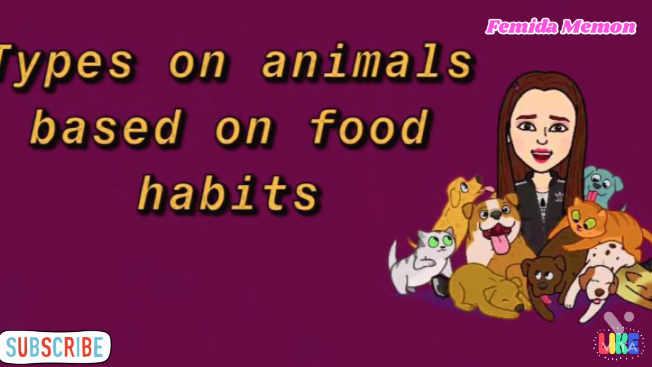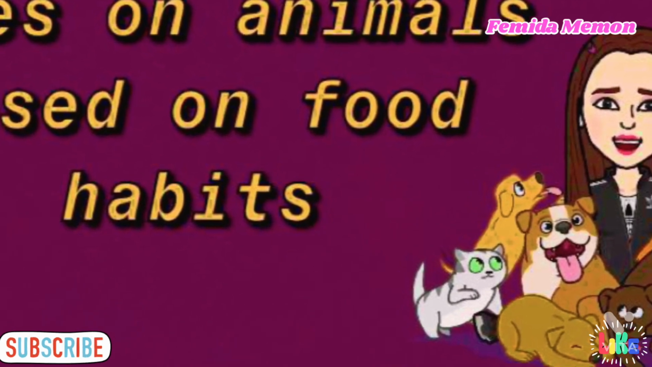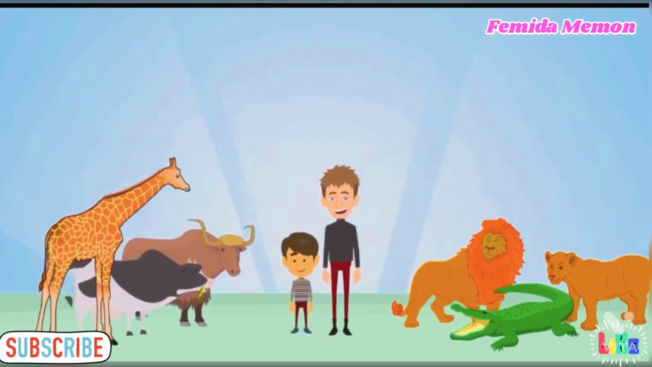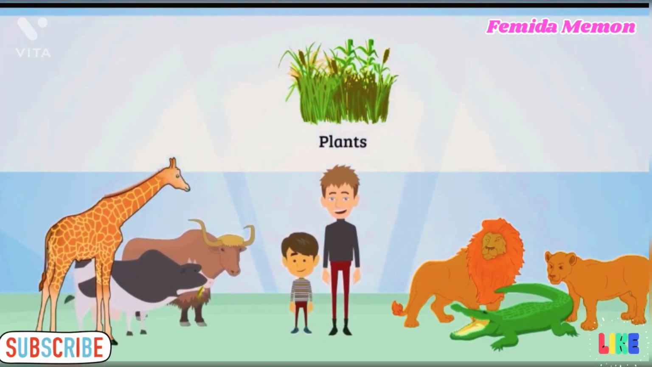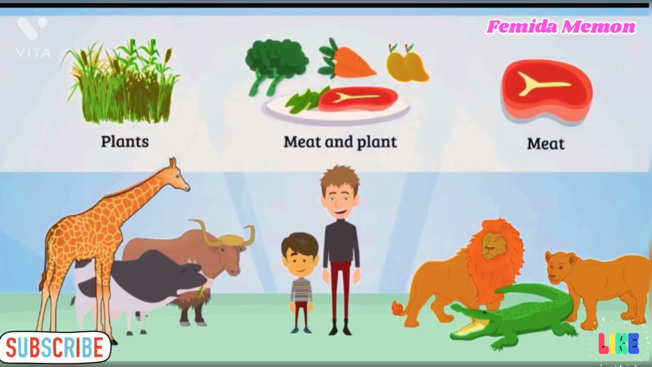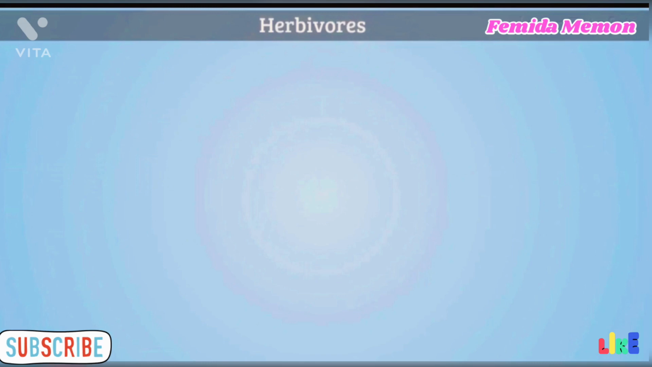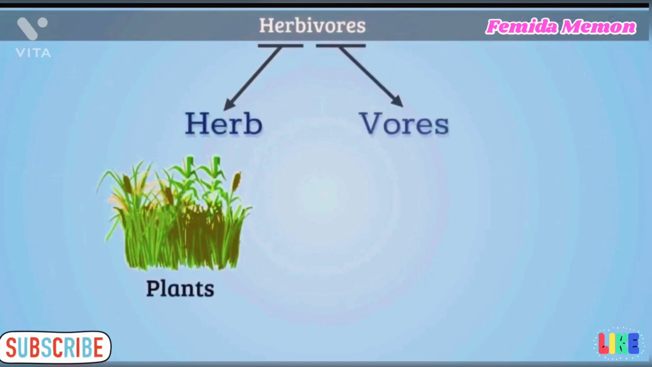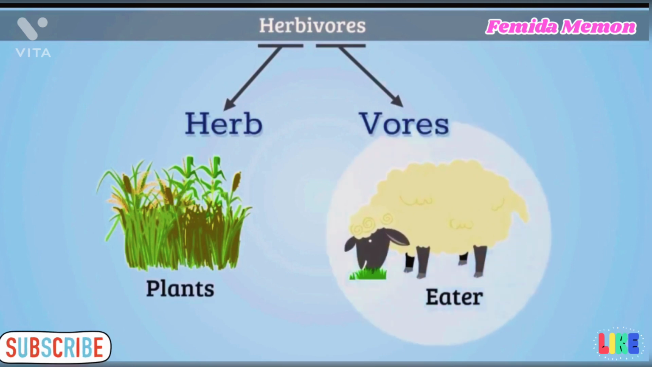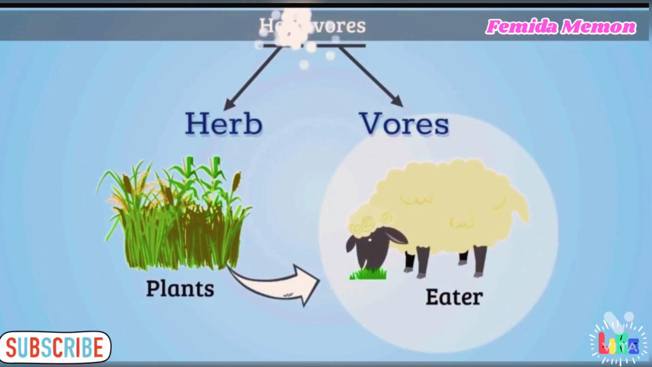Types of animals based on food habits. All living organisms need food. Do all of them eat plants? No. Based on their food habits, we can classify them into different categories like herbivores, carnivores, and omnivores. Herbivores. Herb means plants and vores means eaters. The animals which obtain food only from plants are called herbivores.